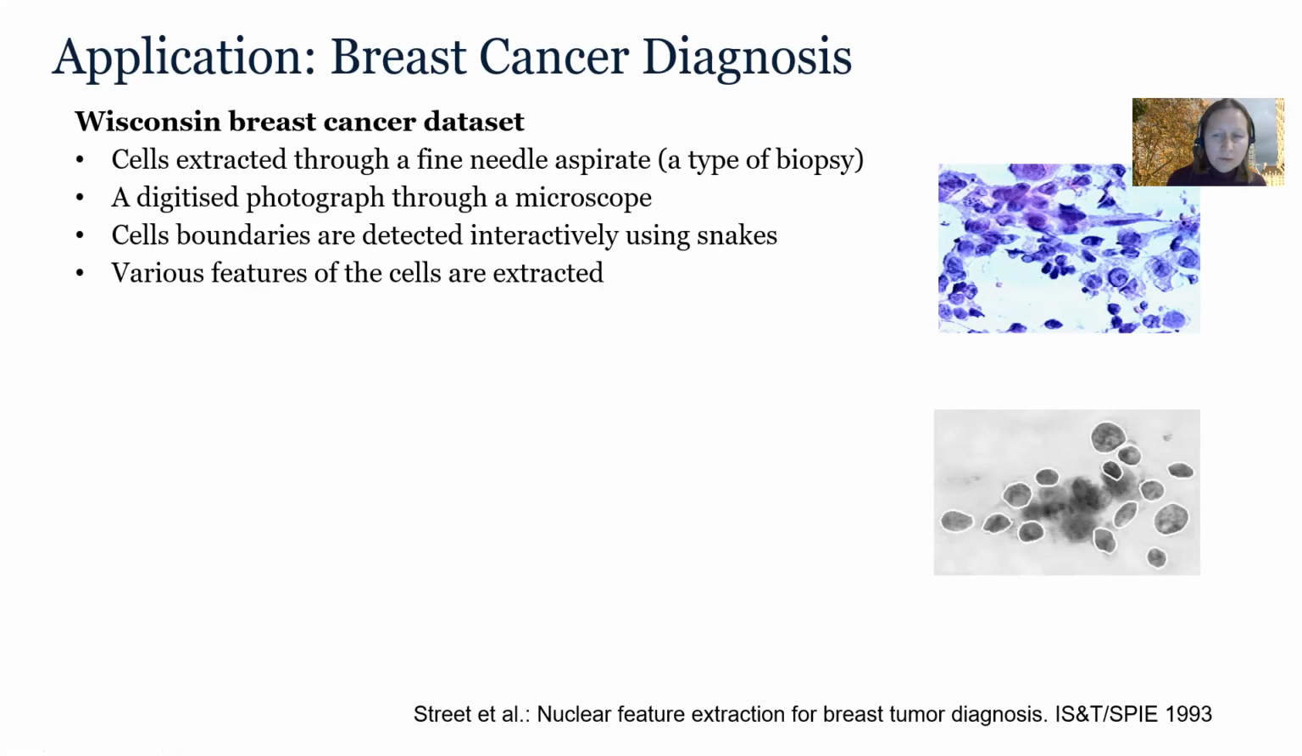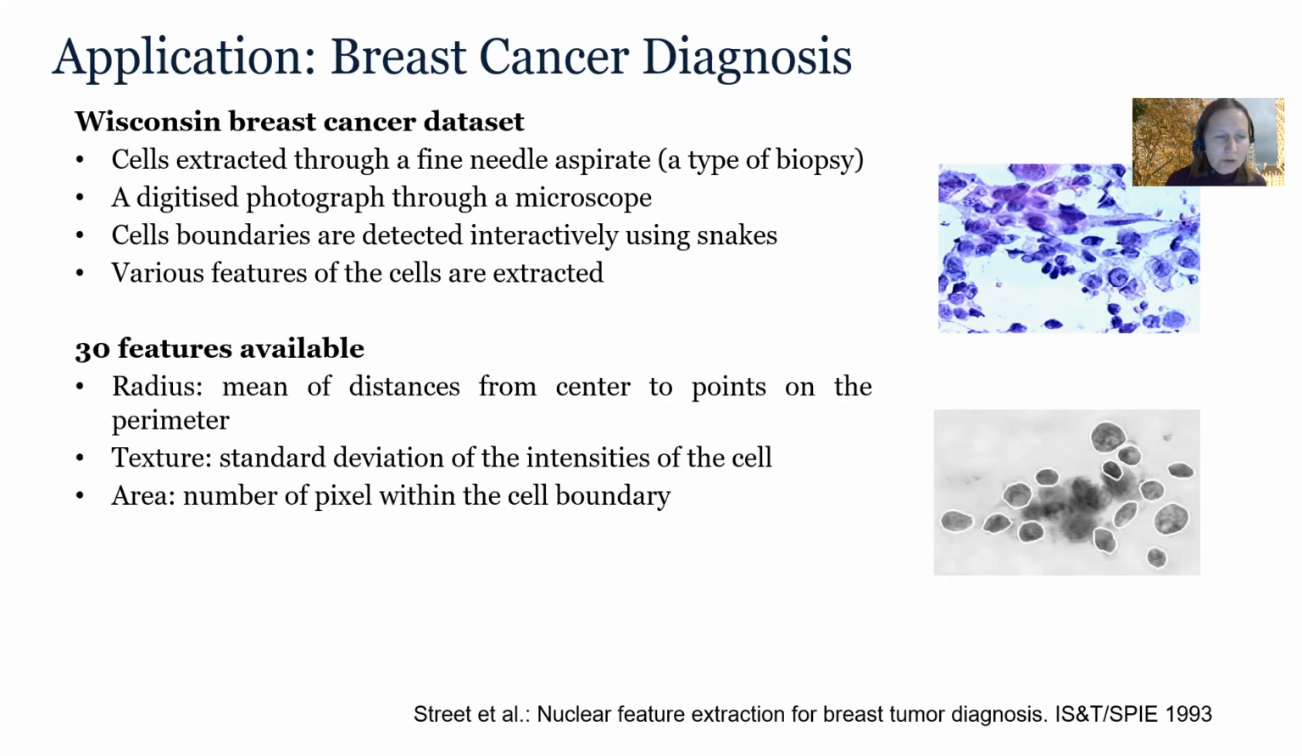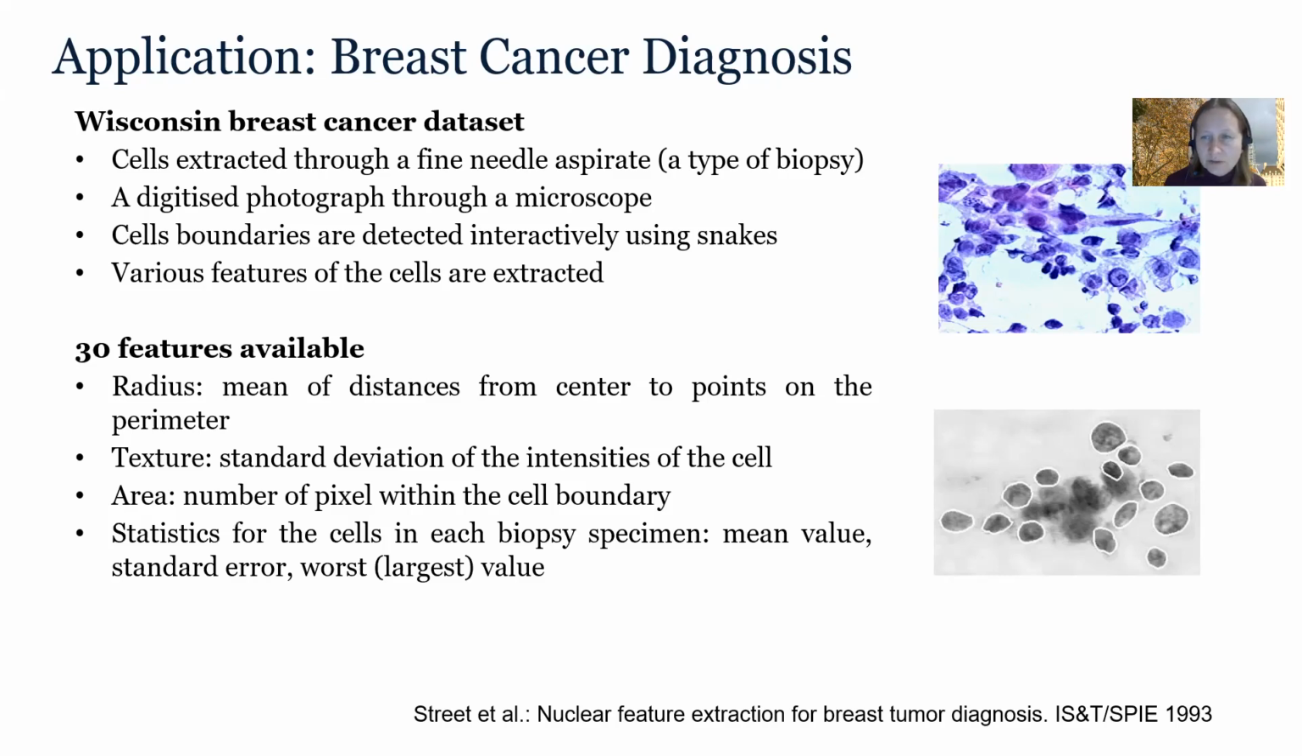Once we have boundaries of the cells, we can calculate various features of these cells. There are 30 features in this dataset. Examples are radius, texture, or area. Radius is just the mean of distances from the center to the points on the boundary. Texture is the standard deviation of the intensities in the cell, and area is the number of pixels within the same cell boundary. In each specimen, we have several cells, so we need to calculate some statistics.